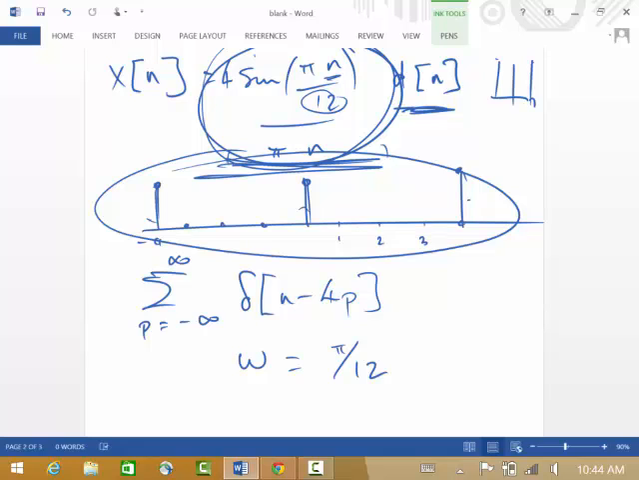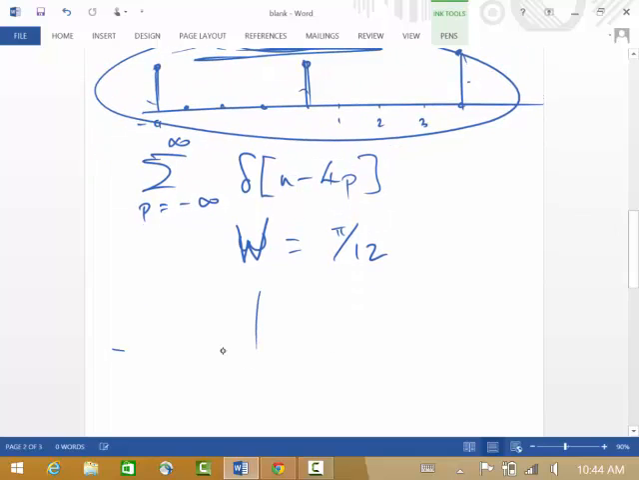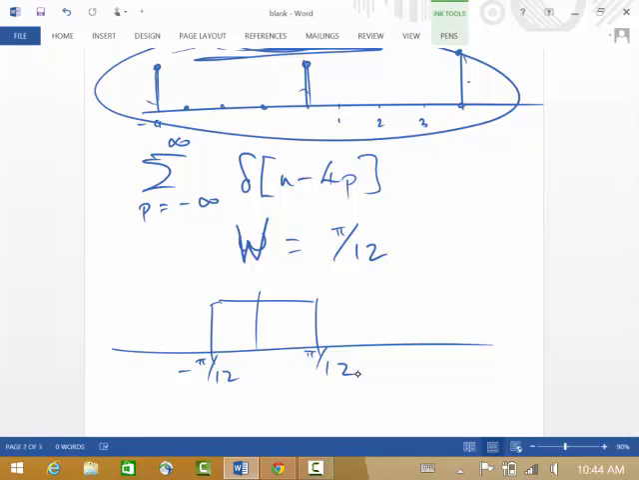Okay. I should have better made that a W. So when you take the basic function, you're going to have a rectangle from minus pi by 12 to pi by 12, and those periodic delta functions have a period of 4. So what are the delta functions in frequency domain going to look like?